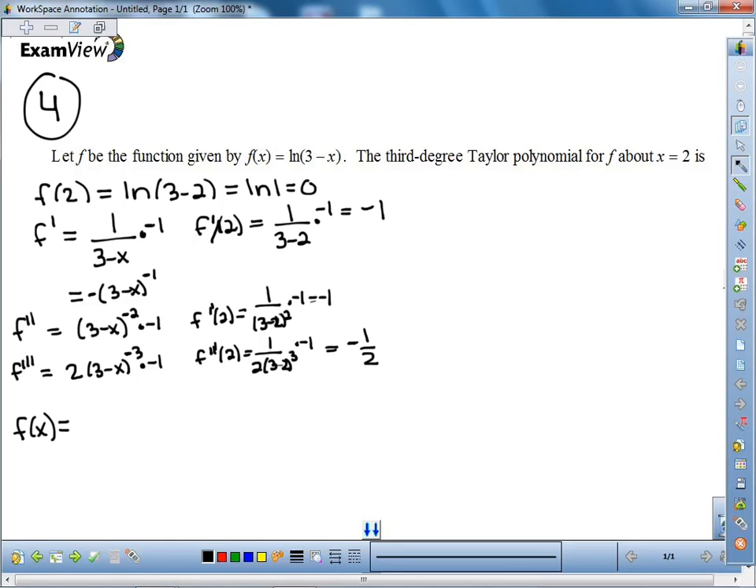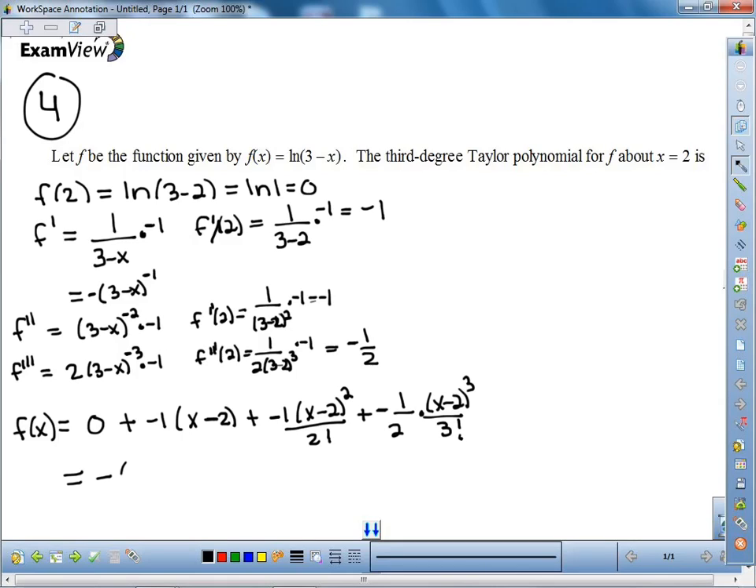Okay, so the third degree Taylor polynomial is going to be f of 2 plus the first derivative times (x minus where it's centered), plus the second derivative times (x minus 2) squared over 2 factorial, plus negative 1/2 times (x minus 2) cubed over 3 factorial.